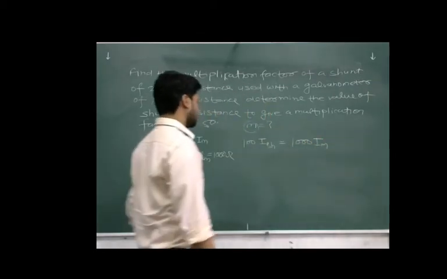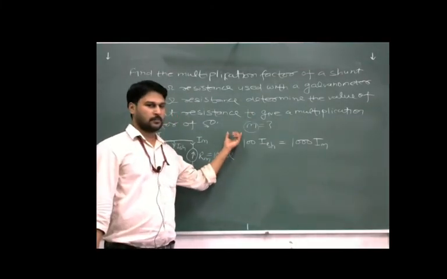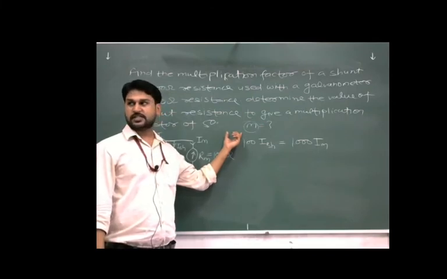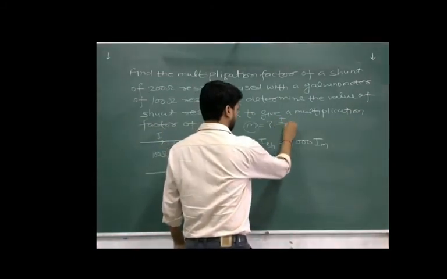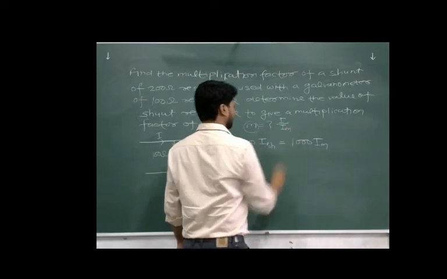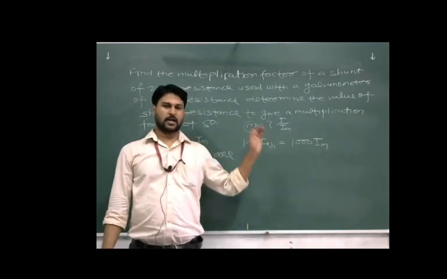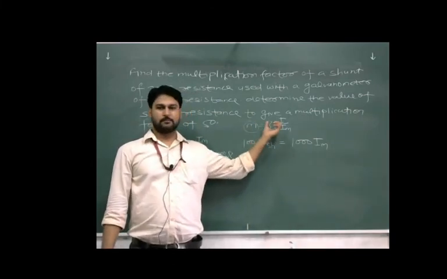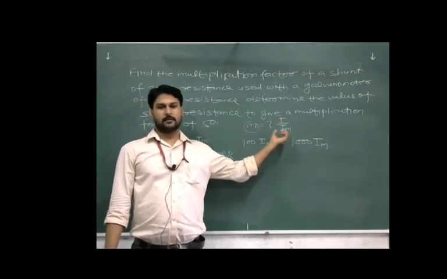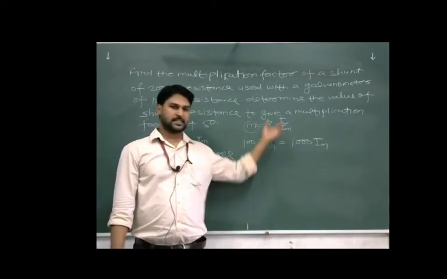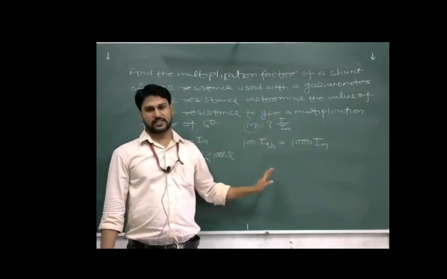Why are we writing this equation? Because we have to find the value of m. m is the multiplication factor, which is written as the maximum current I divided by the current passing through the ammeter. The value of m is obtained by dividing the maximum current that can be measured by the current passing through the instrument itself. So this is the ratio of these two currents, and somehow I have to find this ratio by using this equation.